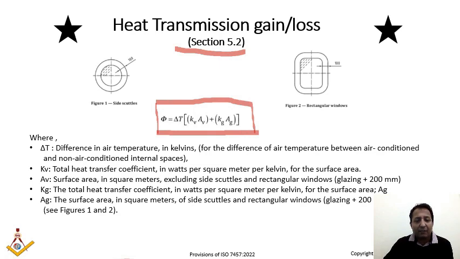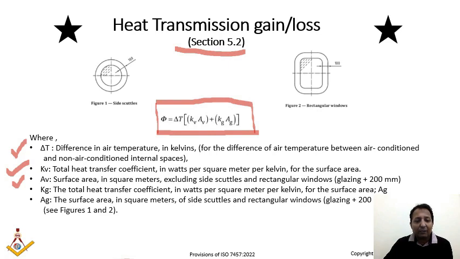Delta T is nothing but the difference in temperature in degree Kelvin, that is the difference of air temperature between the air conditioned and non-air conditioned internal spaces. The kV here stands for the total heat transfer coefficient in watts per square meter per Kelvin for the surface area. Then let's go to AV. AV is surface area in square meter excluding the side scuttle and rectangular windows, and glazing plus 200 mm, as section 5.2 talks about.